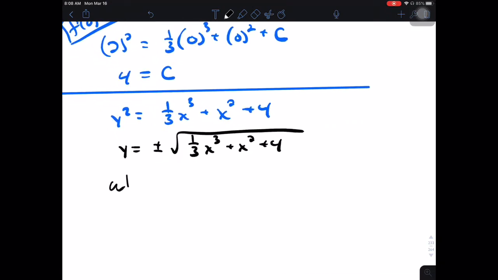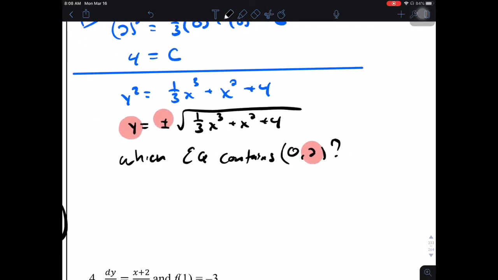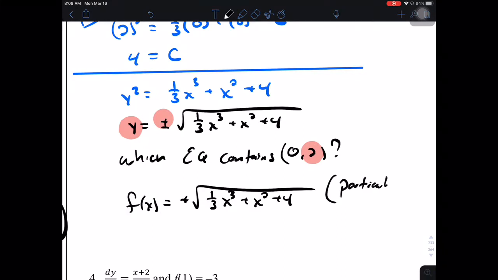What you want to ask yourself is, which equation contains the point that we were given, 0, 2? And that's easier to answer than you would think in this particular problem. This y value is 2. For y to be a positive 2, this has to be the positive version. Y couldn't be equal to a negative thing if at 0, 2, it has to be positive. So our particular solution for this, f of x equals the positive version of the square root of the sum of 1/3 x cubed plus x squared plus 4. This is our particular solution.